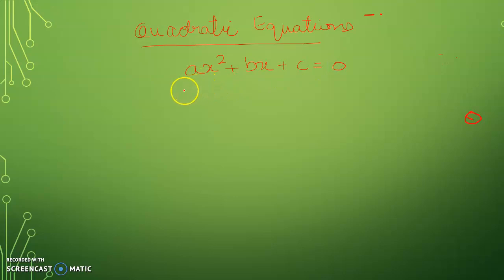quadratic equation. Now if you see this equation carefully, if I substitute a is equal to 0, so this equation will reduce to 0 into x square plus bx plus c equal to 0. So this means 0 into x square is 0 into x square.